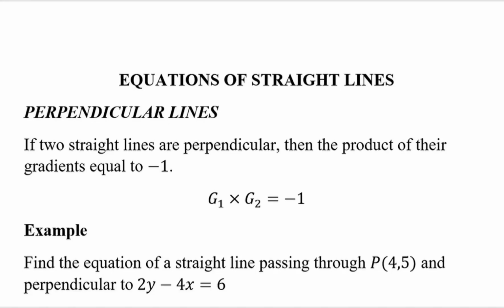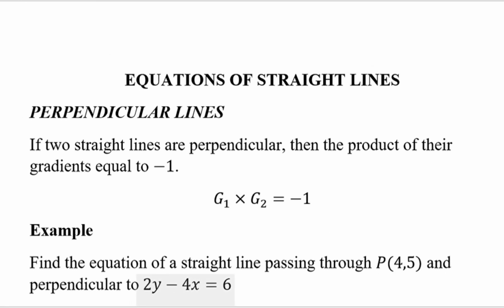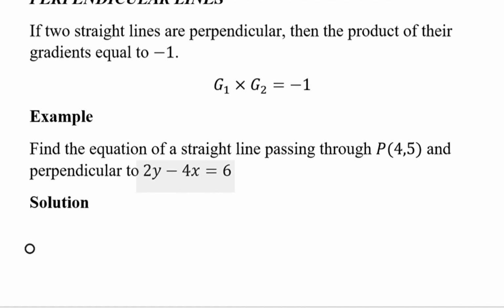We are supposed to find the equation of a straight line passing through point P with coordinates (4, 5), and it's perpendicular to the line 2y minus 4x is equal to 6.